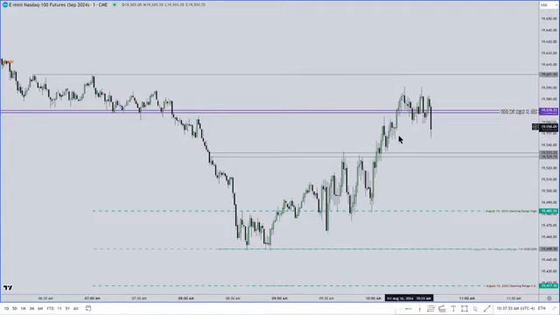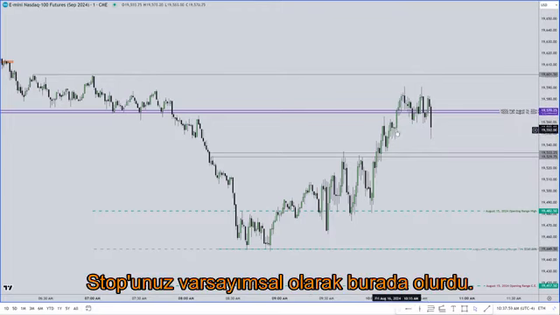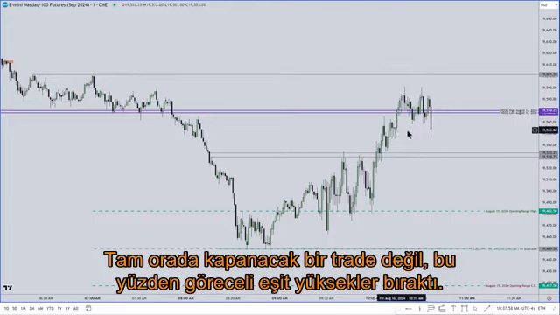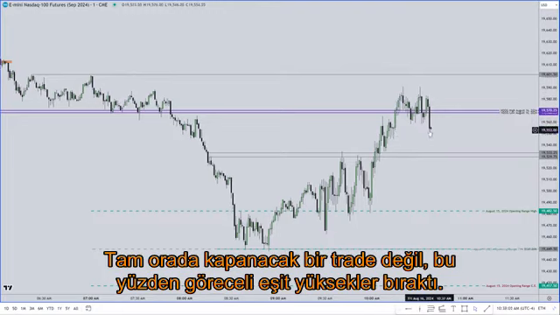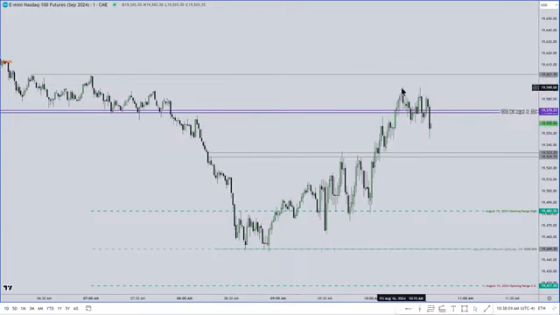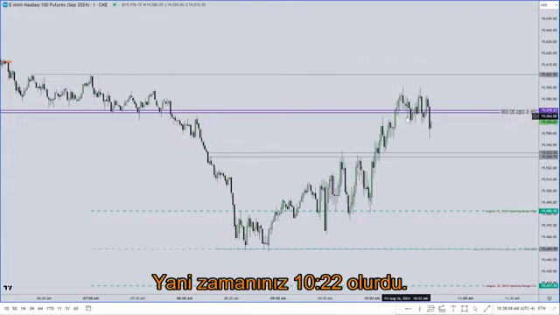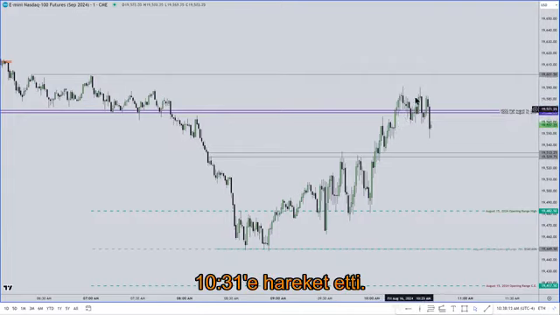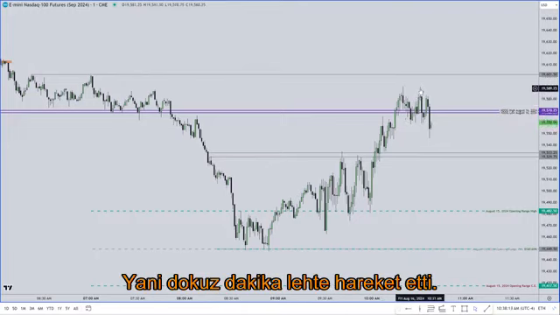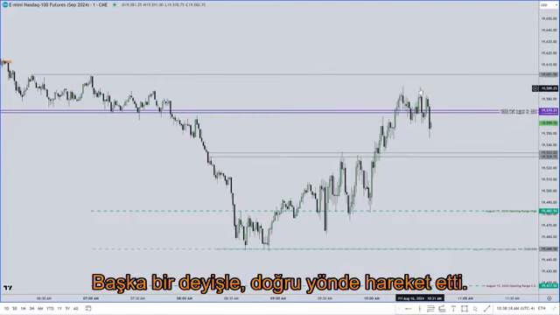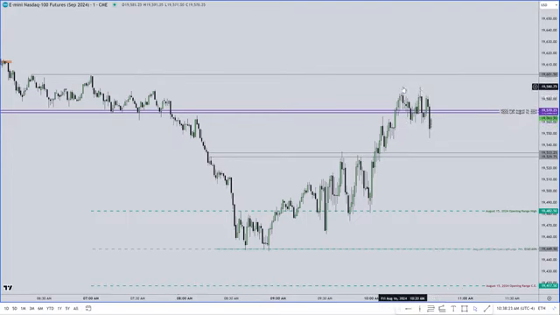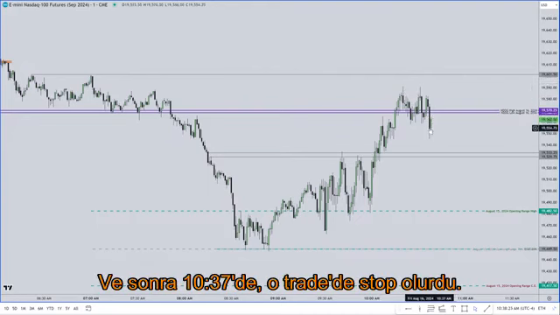Perfect example right here. Here's your fair value gap. That's where your stop would have been. Hypothetically, it's not a trade. That would have closed it right there. So it left relative equal highs. It started with this candle right there. So your time would be 10:22. It moved to 10:31. So it moved 9 minutes in favor. In other words, it moved in the right direction. Wasn't able to get above this high here. And then at 10:37, it would have stopped out on that trade.